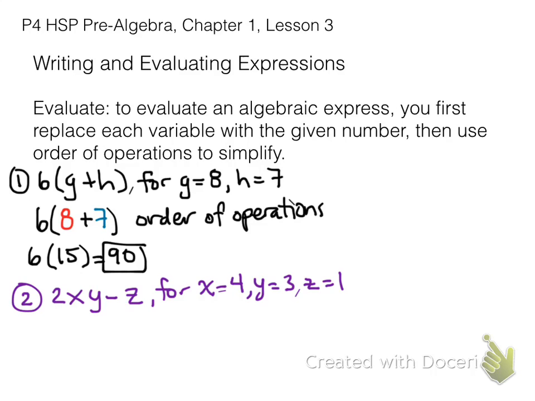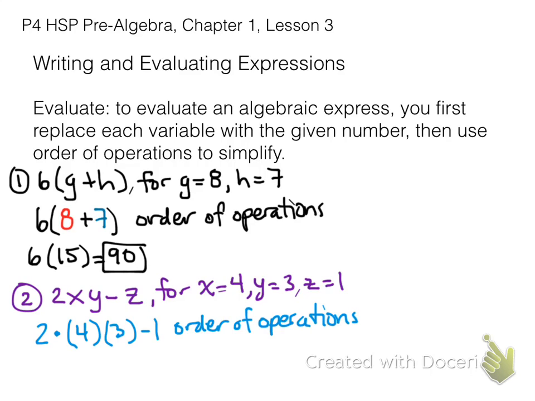All right, next problem. We have 2 multiplied by the product of x and y minus z, where x is 4, y is 3, and z is 1. So I went ahead and replaced the letters with the numbers, and I'm just going to follow the order of operations. So I'm going to do the multiplication first.